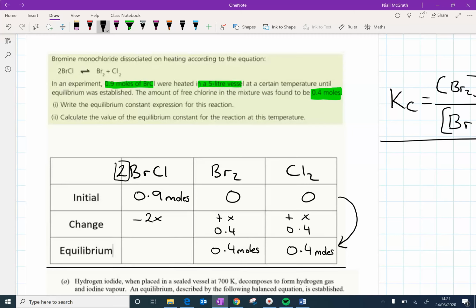Here it's going to be 0.9 take away 2 by 0.4, which is 0.8. So at equilibrium you have 0.1 moles. Okay, that is not their concentration at equilibrium though. That's the amount of moles you have overall, but it's not their concentration, because in our question it's a 5 litre vessel. Okay, so those figures now have to be divided by 5.